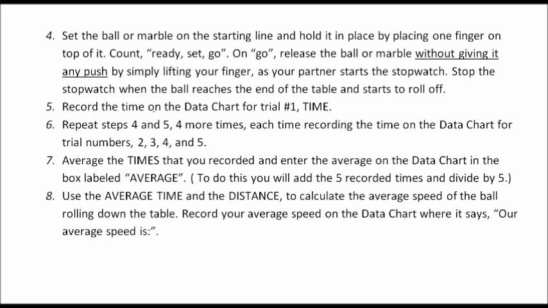Step 5 says record the time on the data chart for trial 1, time. Step 6: repeat steps 4 and 5 four more times, each time recording the time on the data chart for trial numbers 2, 3, 4, and 5. Step 7: average the times that you recorded and enter the average on the data chart in the box labeled average. It says to do this you'll have to add the 5 recorded times and divide by 5. Seems pretty simple. Number 8, use the average time and the distance to calculate the average speed of the ball rolling down the table. And remember now, that average speed is going to be the dependent variable. And it even tells you here, record your average speed on the data chart where it says our average speed is.